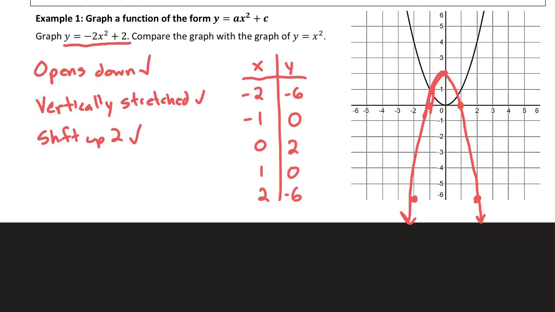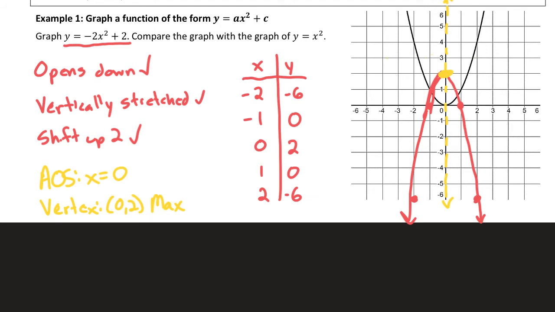So I want to go over a couple of the important features here. The first thing, the axis of symmetry of our new graph. Our axis of symmetry is x equals 0. All right? Our axis of symmetry is still that y-axis. Our vertex is the point 0, 2. And that is a maximum value. It's the highest point on the graph. So those are the big things I want us to know how to do.